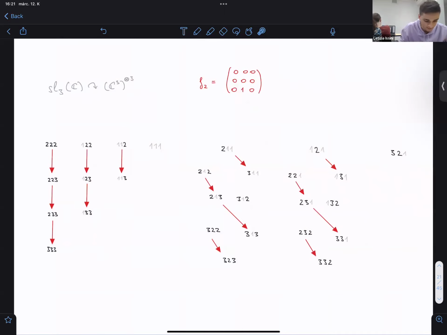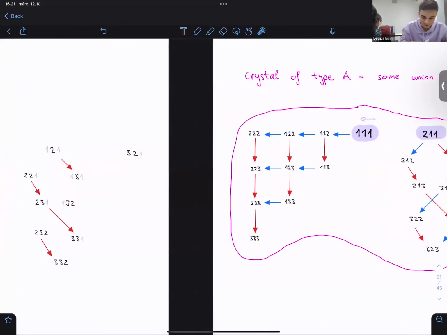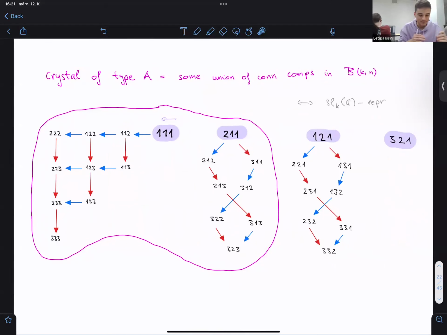And the red arrows are defined in much the same way, only the letters 1 and 2 are replaced by the letters 2 and 3, and we forget about the 1s. And this will correspond to the action of the second Chevalley generator. And then crystals of type A can be defined as some union of connected components in some crystal of words like B and K, with possibly higher multiplicity, so possibly more components on top of each other. And they would correspond to some representation of SLKC.